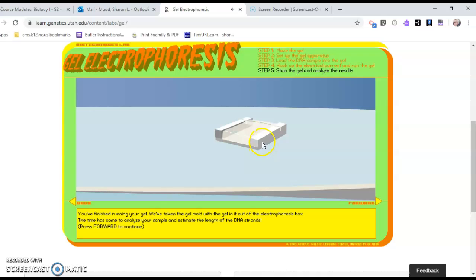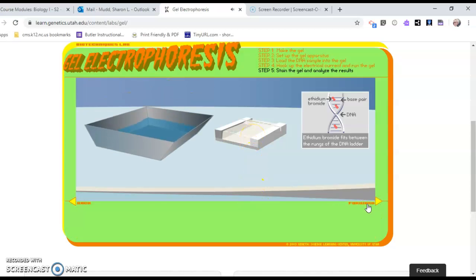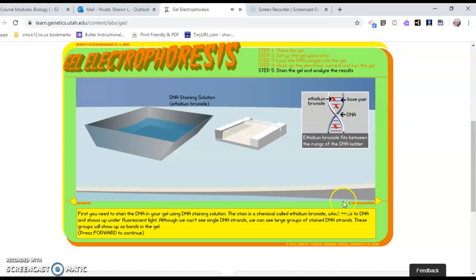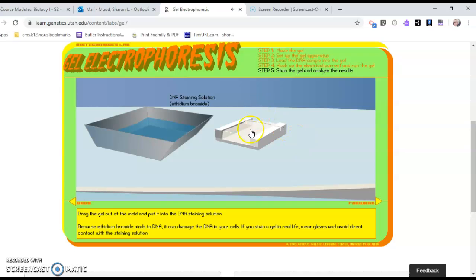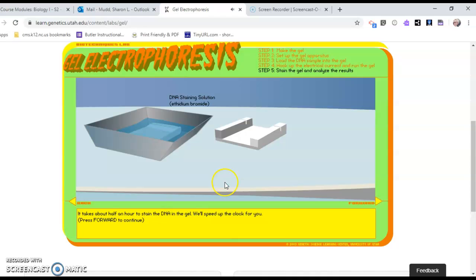So now the gel is finished running. We're going to take it out, or it has been taken out of the electrophoresis box, and so now we got to analyze it. We need to stain it. The stain is going to bind to the DNA and show up under a fluorescent light. Here we go. I'm going to take it out of the mold, put it into the staining solution. Takes about an hour. We're going to speed it up.